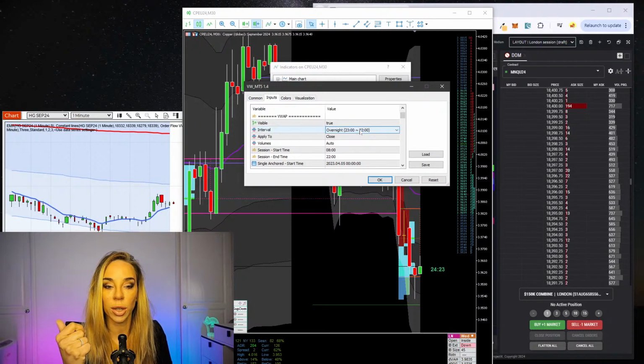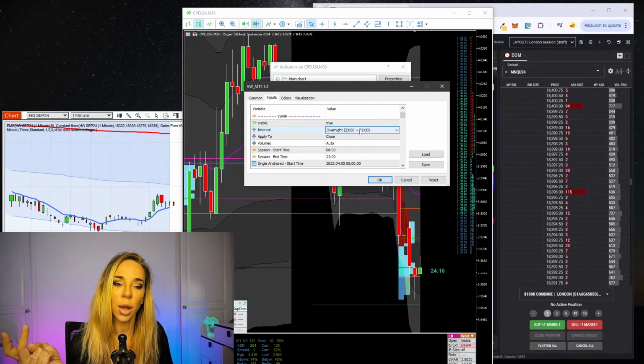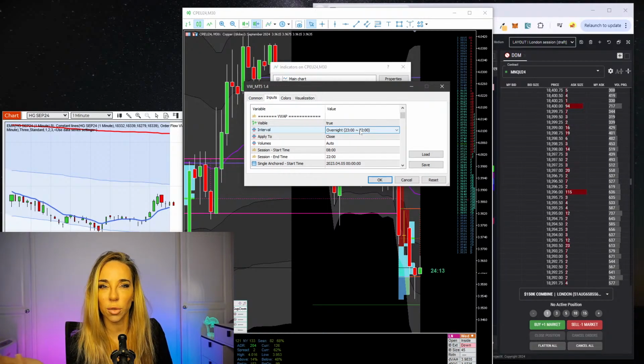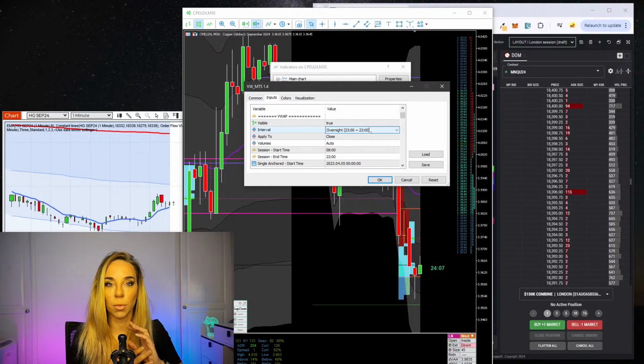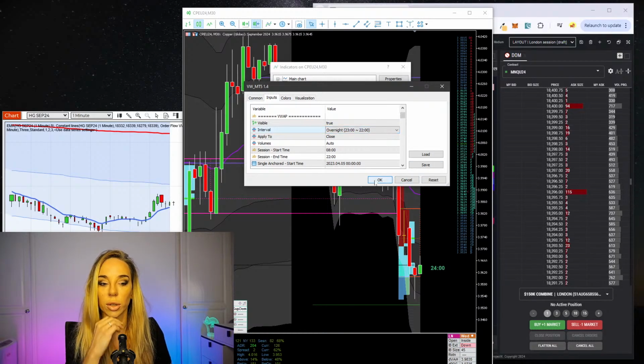So are you anchoring it at the start of Globex? Are you anchoring it maybe at midnight in London? This is a different thing. It's like an hour out. Are you anchoring it at the start of London? That's the session VWAP. All of that will mean that the VWAP will be different a lot. But if it's the same measure, if it's Globex open, then the time frame shouldn't come into it.